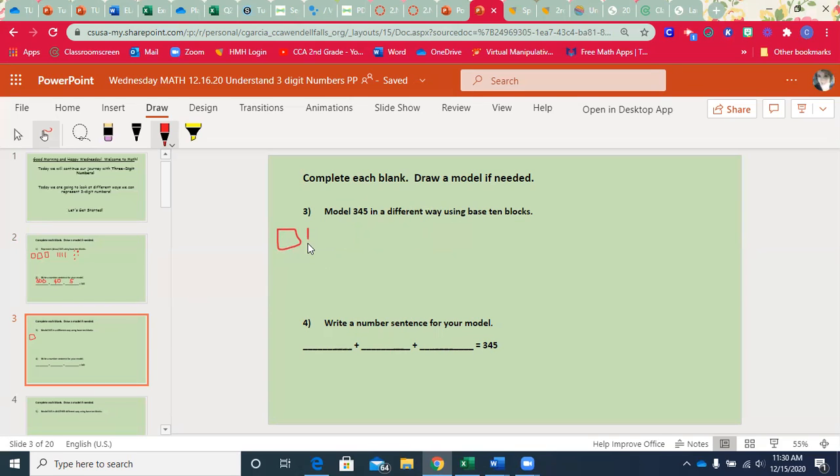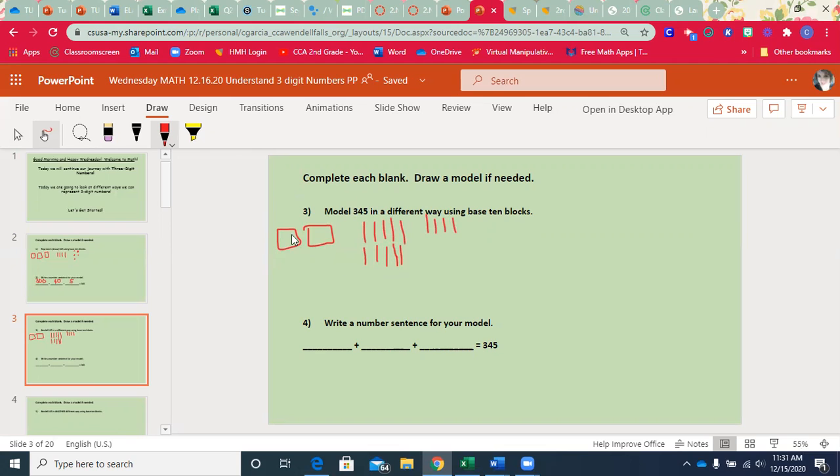So I'm going to create 2 hundreds, and I'm going to break one of those hundreds up into 10 tens and add them to the tens that I already had. So I had 4 tens. I'm going to break up one of these hundreds into 10 tens and add it to the 4 tens. So that will give me 14 tens. 1, 2, 3, 4, 5, 6, 7, 8, 9, 10, and 1, 2, 3, 4. So now I have 14 tens.